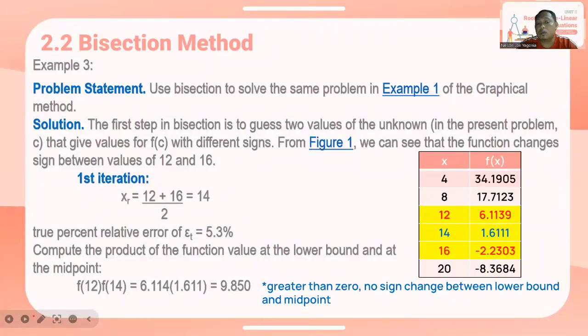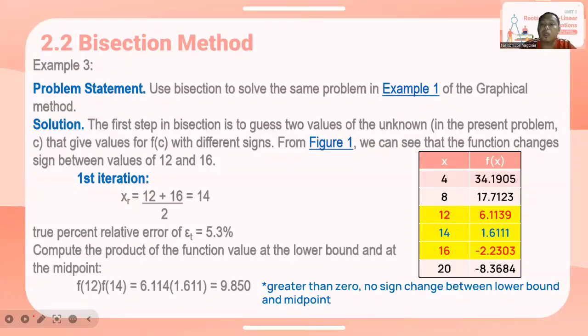So for an example of the bisection method, we will just use example number 1 from the graphical method. The first step is to guess 2 values of the unknown.